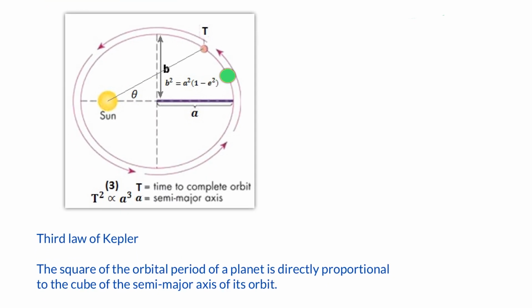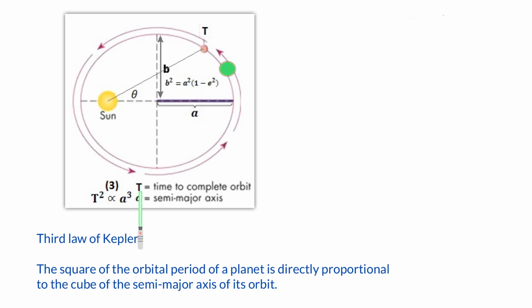So this is the third law. The third law states that the square of the orbital period of a planet, where the orbital period is denoted by T, is the time taken by the planet to complete one cycle. Let us say the planet starts from here and describes the complete cycle around the sun and comes over here again. Whatever time is taken is called the time period, and this is T.